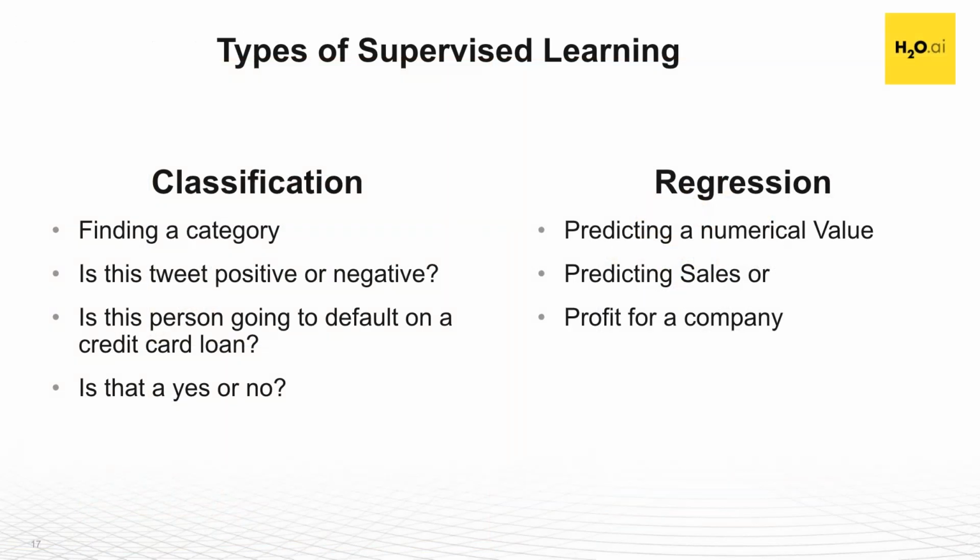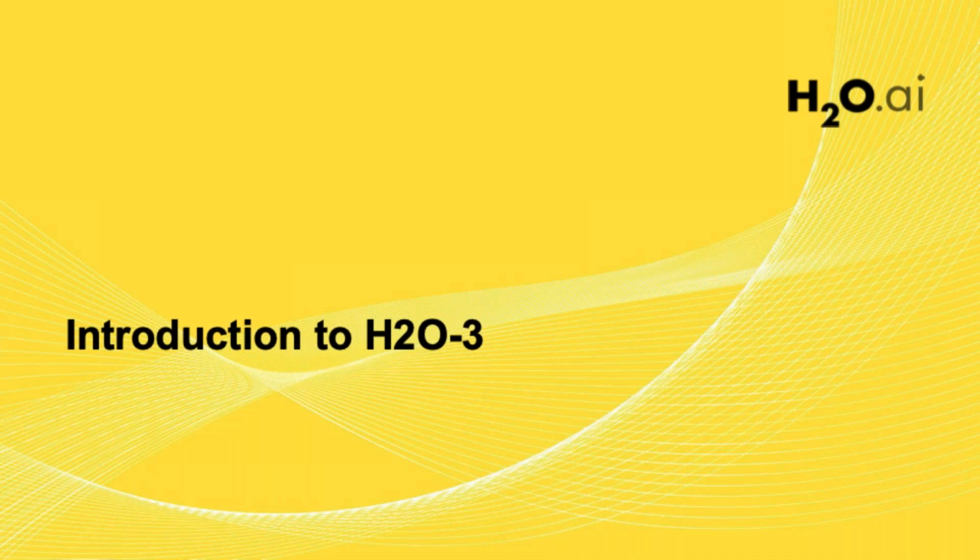And like I said, these are some of the standard problems, classification and regression. So finding whether a tweet is positive or negative, also known as sentiment analysis, whether a person is going to default on a credit card loan, whether it's a yes or no. On the other hand, regression problems are when you predict the sales for a company or the profit for a company or the loan for a company. So now we have some idea about what a classification and regression problem is. So let's start and work on it.